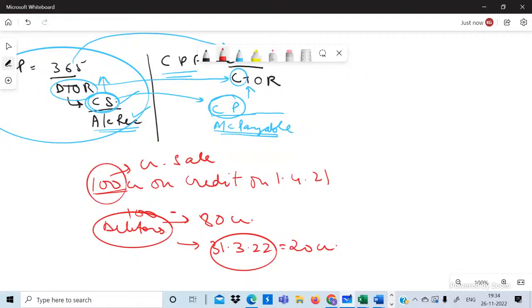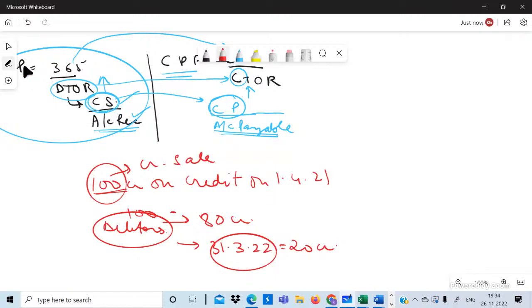So credit sale is 100 crores, but debtors as on 31st of March will be different because of the money that you would have received, or maybe there is some bad debt or whatever it is. So debtors could be different. So credit sale and debtors may be same, but they could be different also. Any other question? Okay, fine.